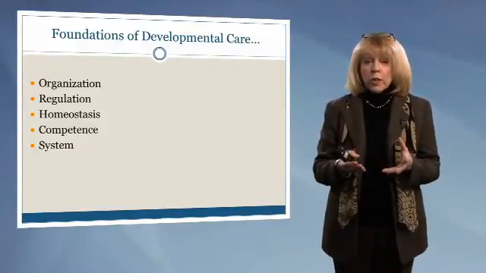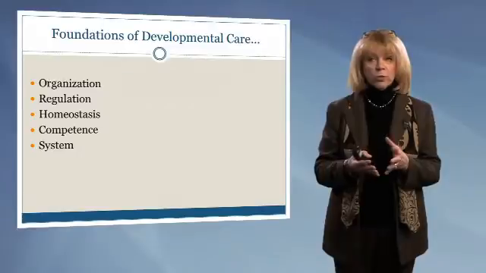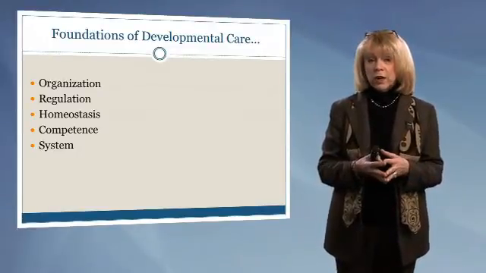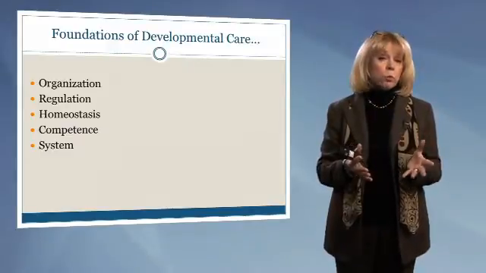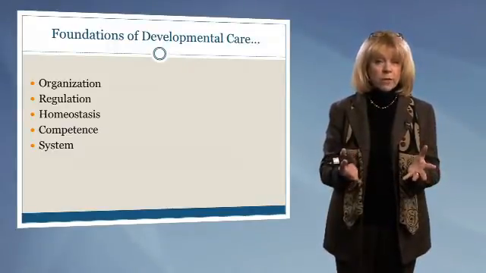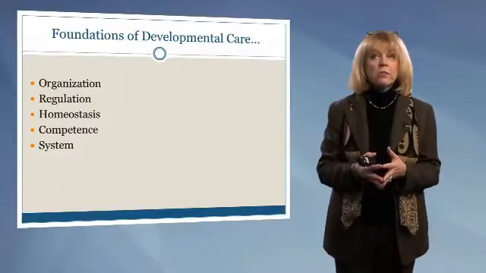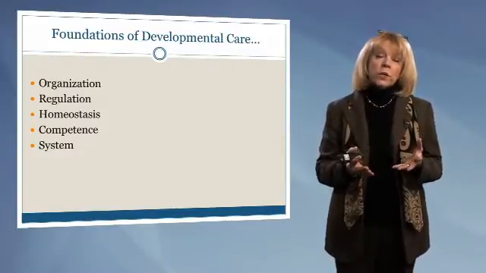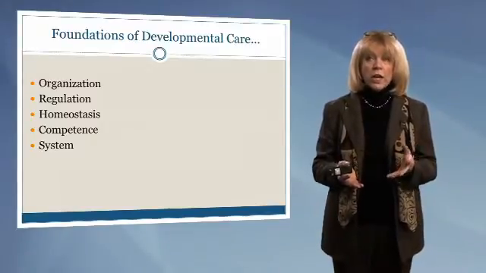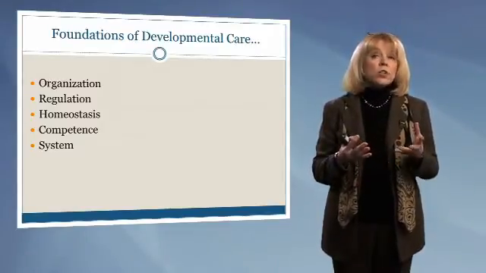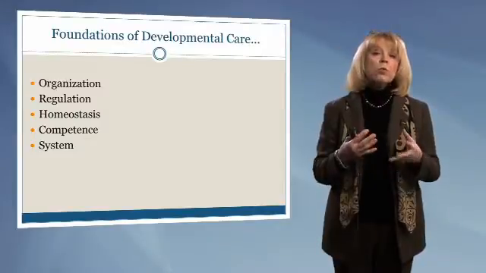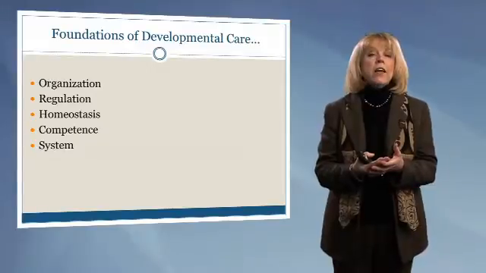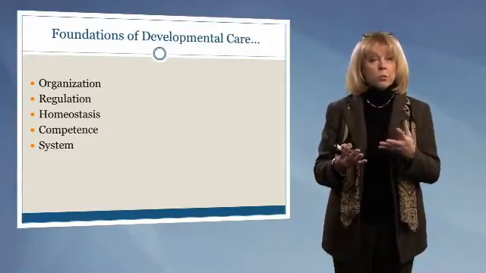We also have to look at regulation. How are they stabilized in the environment? How are they relating to the environment? What can we do to promote that state of equilibrium? And that's what we really want to have for our infants. Then we look at homeostasis. We want our infants to be able to respond in a very capable way. We want them not to compete with the environment, but to be a complete, integral part of the environment, and that there is homeostasis present.